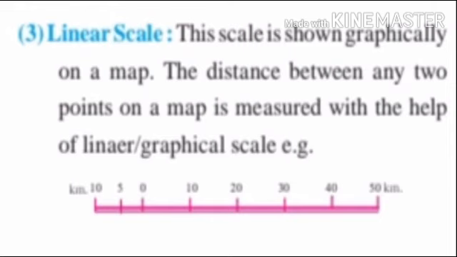The distance between any 2 points on a map is measured with the help of linear or graphical scale. If a ruler is not available, then a compass, a blade of grass, or for curves, a thread can be used for measuring the actual distances between places on a map. Means it is not compulsory to use only the scale or the ruler, but if you find any material to measure the length, that we can use.